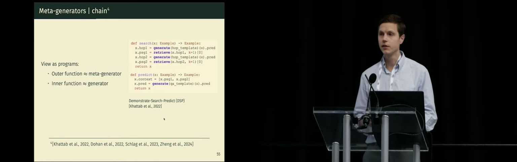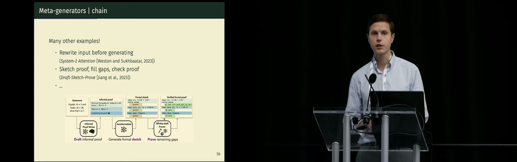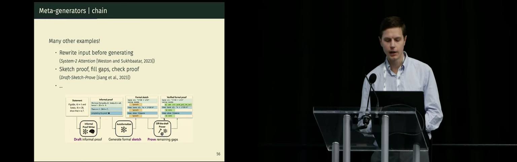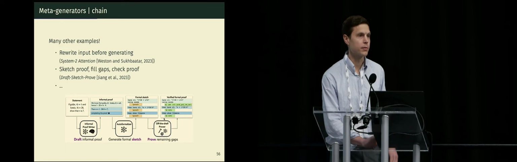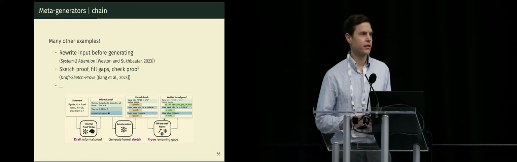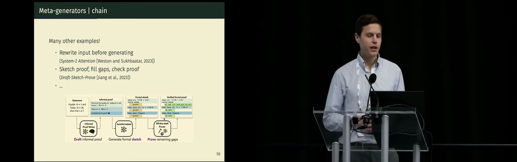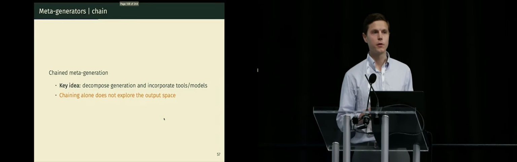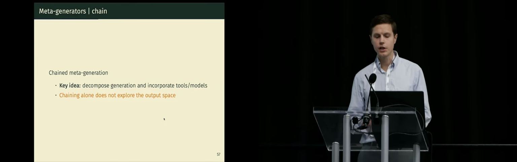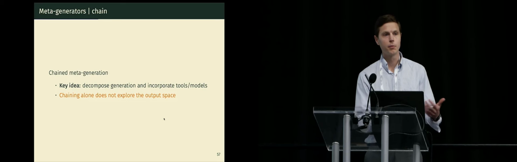And this idea has actually come up in several different ways in the literature. So here's one called demonstrate search predict programs. It's also known as language model cascades, LLM programs, and so this idea pops up in different places. And then you could imagine, for whatever you're trying to solve, you could design one of these chains. So it could be everything from rewriting an input before you perform your final generation, or here's one from our work where we were generating these verified formal proofs, and we broke it apart into a kind of 3-step process.